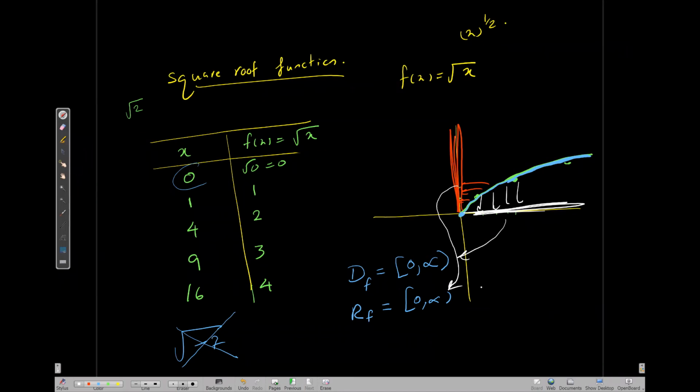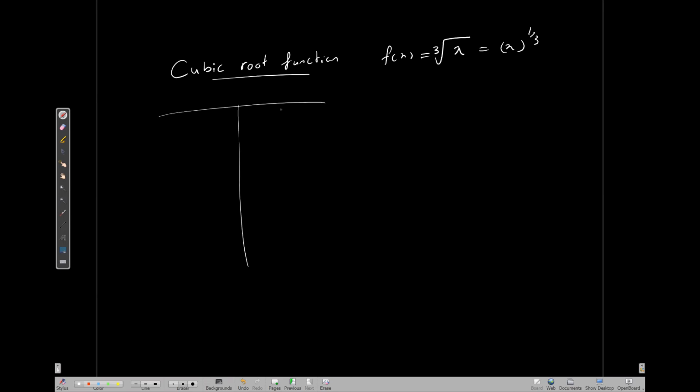And next thing, can you guess? Yes, cubic root function. So the base function f of x, cubic root of x, we put it like this, or this is the same as x raised to 1/3. Now, again, some table. So x versus cubic root of x. Let me write it again clearly. So f of x is cubic root of x.